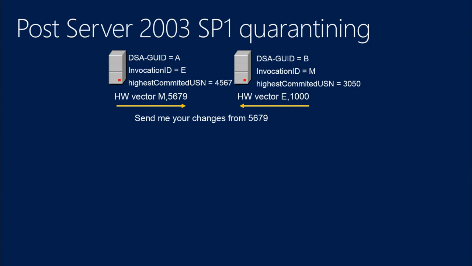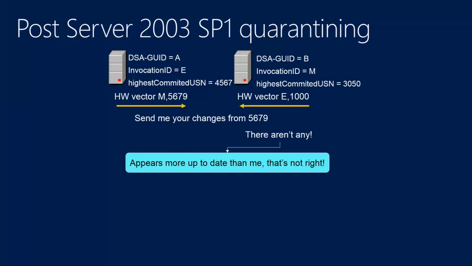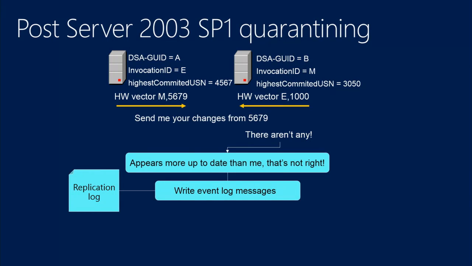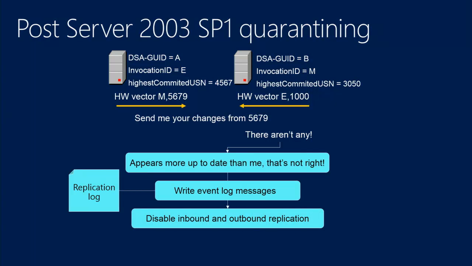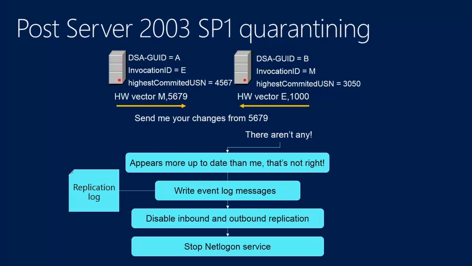So send me your changes from 5, 6, 7, 9. There aren't any. That's a bit weird, he says to himself, the domain controller. So that's obviously not right. So what he does is he writes an event log message. He then disables inbound and outbound replication, so he can't cause any problem. And then he shut down the Netlogon service. So basically, the DC sort of slit its throat, really, and said, I'm not a DC anymore. And then you had to basically get rid of that DC and rebuild.